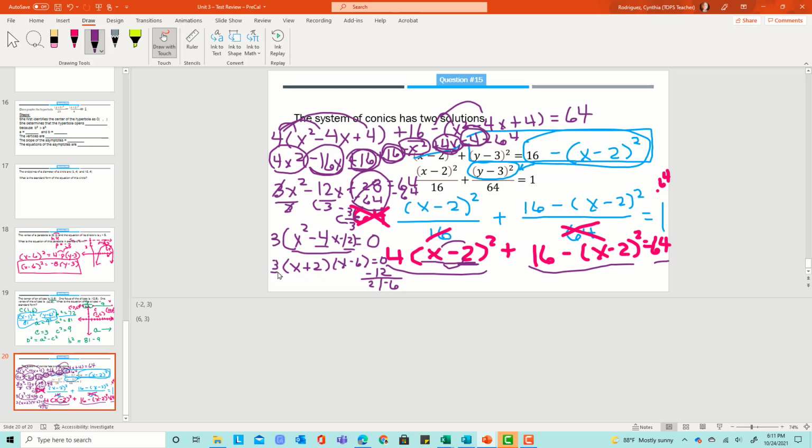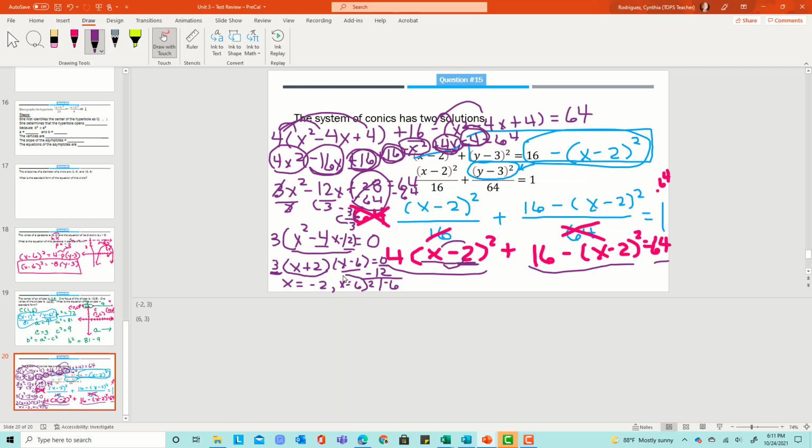Now setting 3 equal to 0, that's not going to make much sense, but I can set this equal to 0 because if x plus 2 equals 0, then the whole thing is 0. That makes a true statement. So set x plus 2 equal to 0 and solve for x. X will equal negative 2. And set x minus 6 equal to 0. X will equal 6.